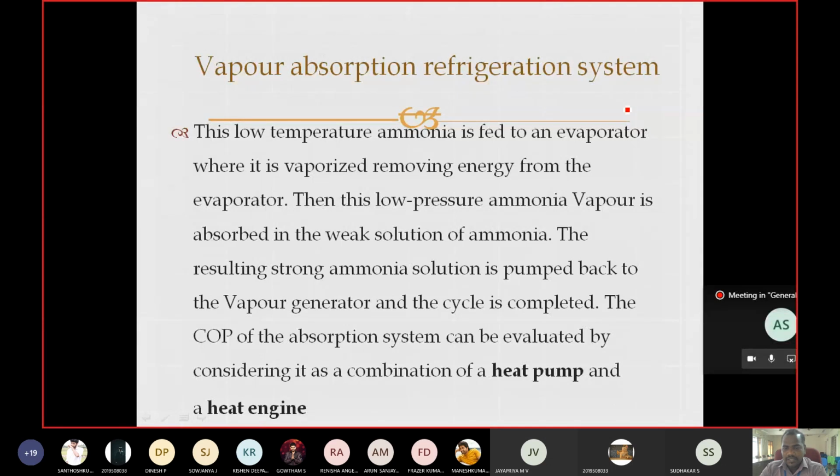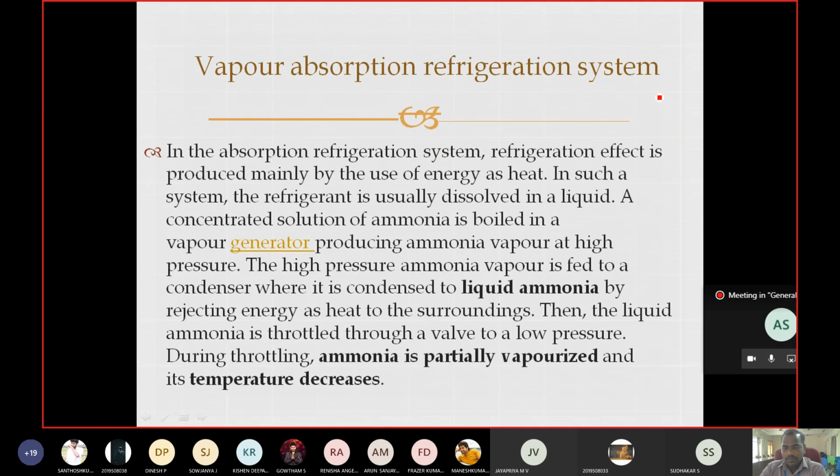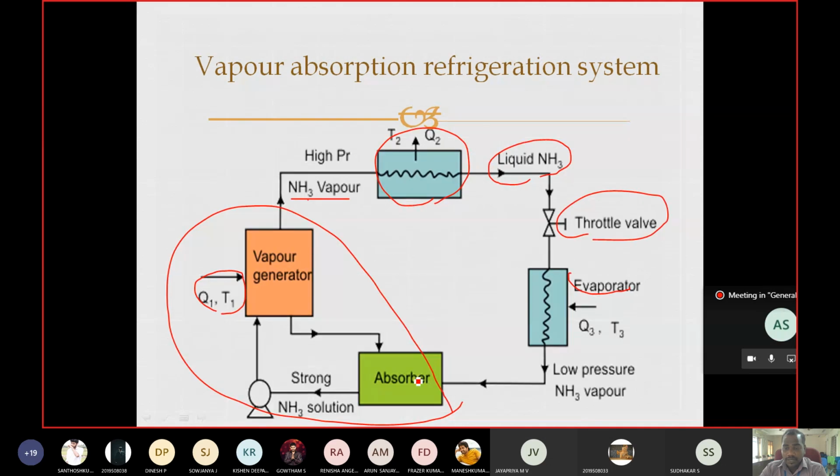So already we have the weak ammonia in this. So this low pressure ammonia vapor also mixes with this ammonia immersed in the liquid or water. So we can get the strong solution of ammonia. Then again this will be pumped to the vapor generator. Then we can get the cyclic process.